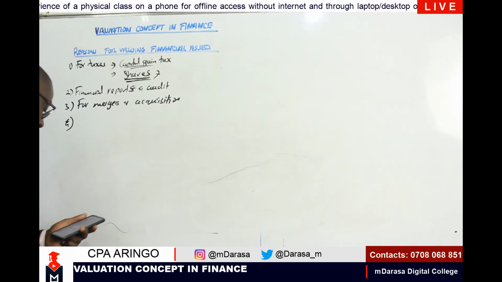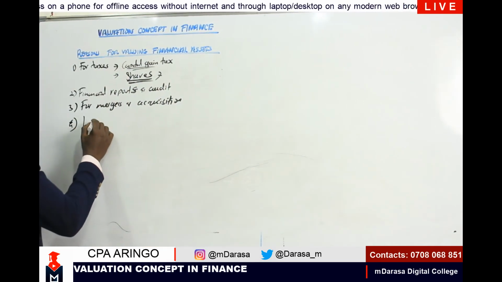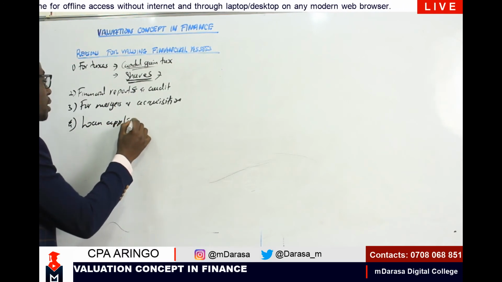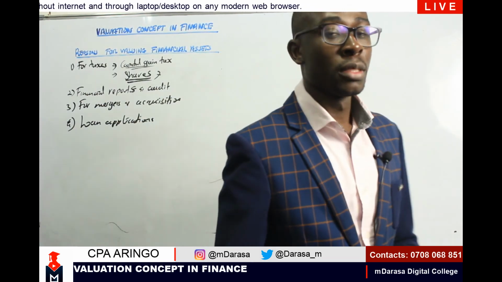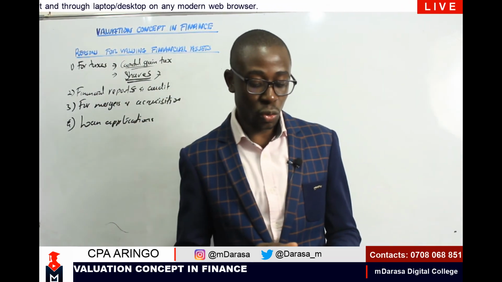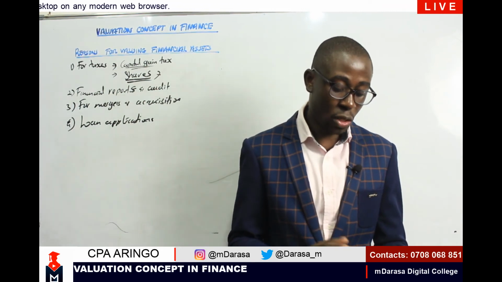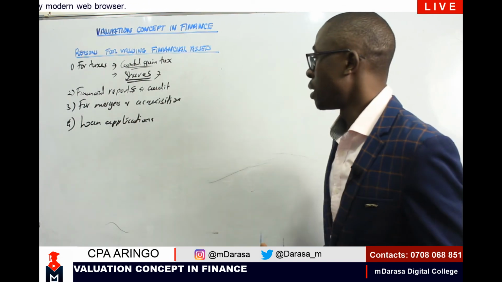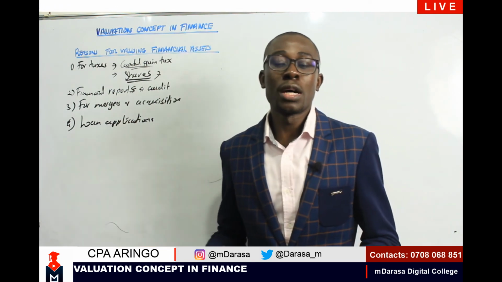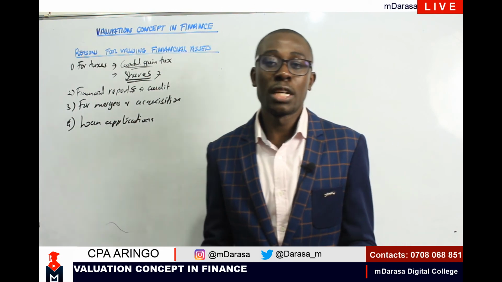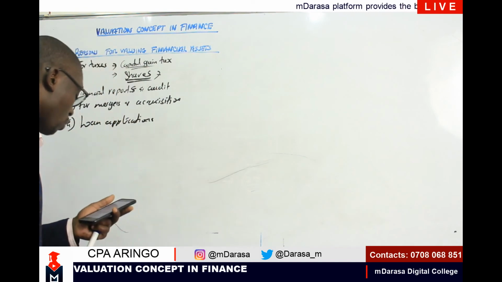Number four, my good students, we'll be talking about the aspect of loan applications. At this point, I want to apply for a loan. And we know very well that we normally use collaterals in acquisition of our loans. So this concept will come in very handy, because it's going to give us the value of the assets that we have, which will include the financial assets. So that will determine the loan that I might be given by a financial institution. So that one is also very important.